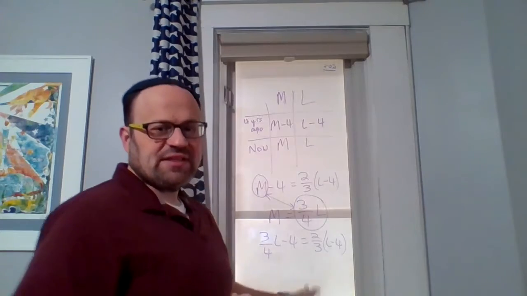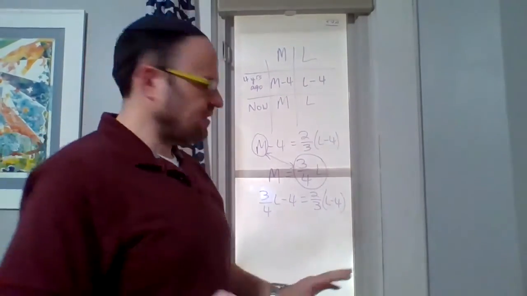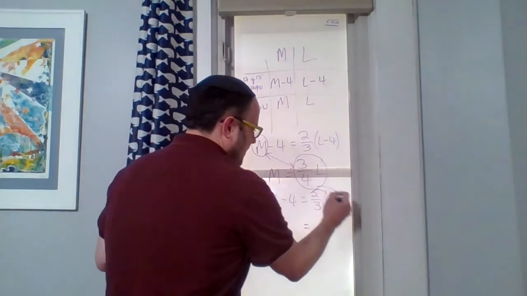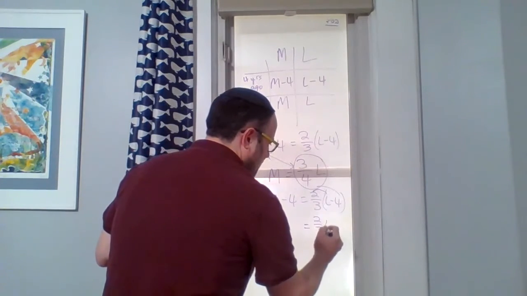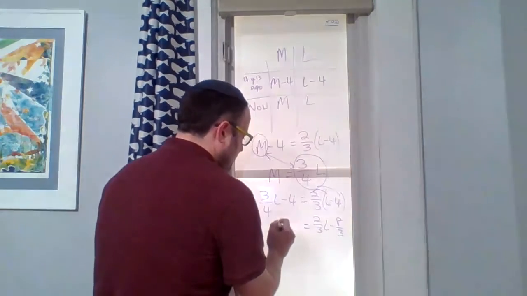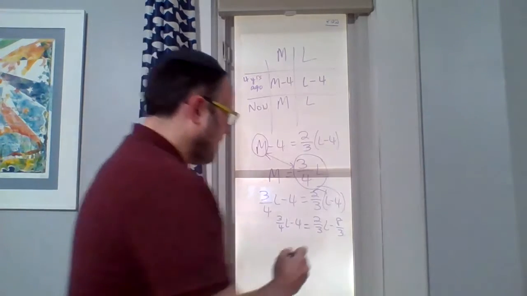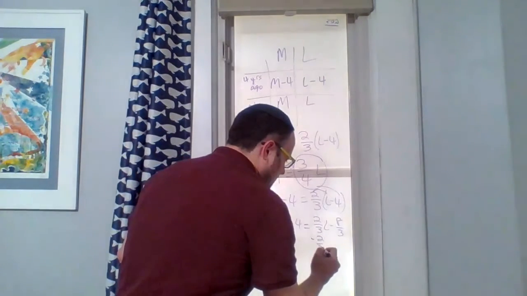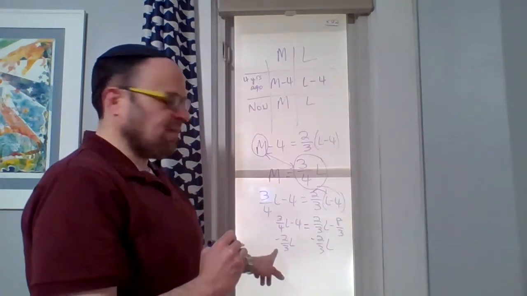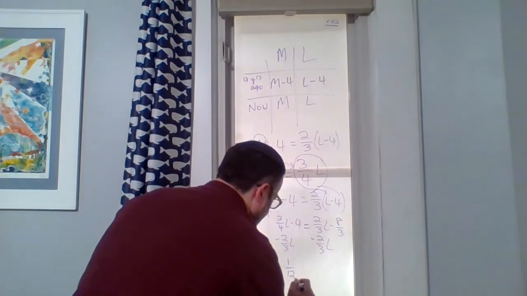Now, as far as solving this, some of you didn't like my idea to multiply both sides by 12 to get rid of the fractions. That's fine, so I'm not going to do that again. This side distributes. 2/3 L minus 2/3 times 4 is 8/3. Okay, we're dealing with fractions, but that's okay. 3/4 minus 2/3, you can get a common denominator. You can do that.